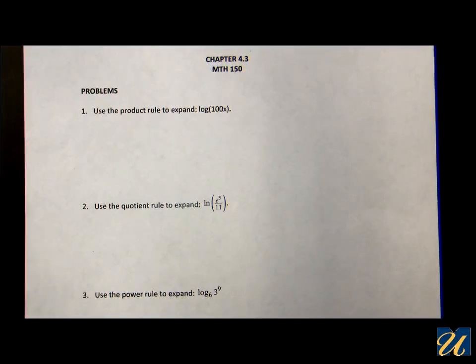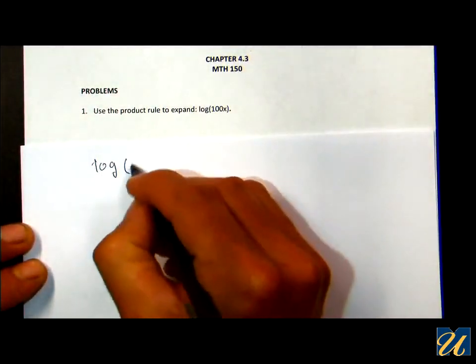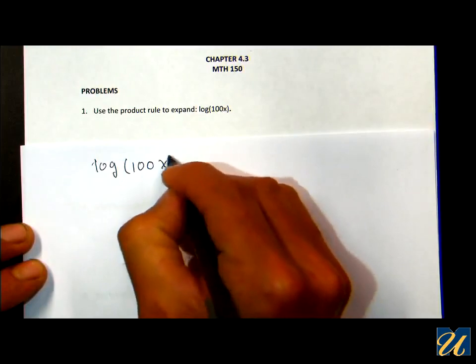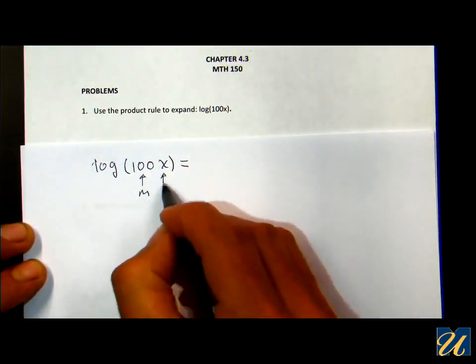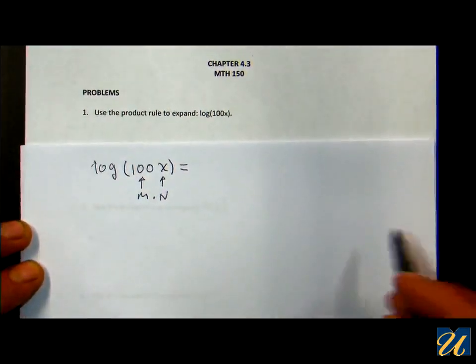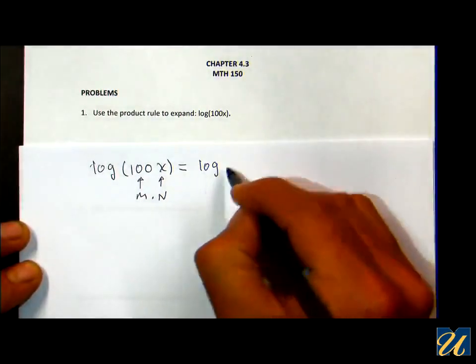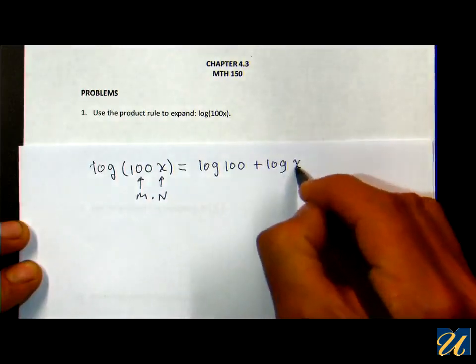Section 4.3 problems. First one asks us to use the power rule to expand the common log of 100x. Okay, let's do that. So the common log of 100x, 100, that is your m, the x, that is your n, and you have multiply in between, so we use the product rule. So this will expand to be the log of 100 plus the log of x.